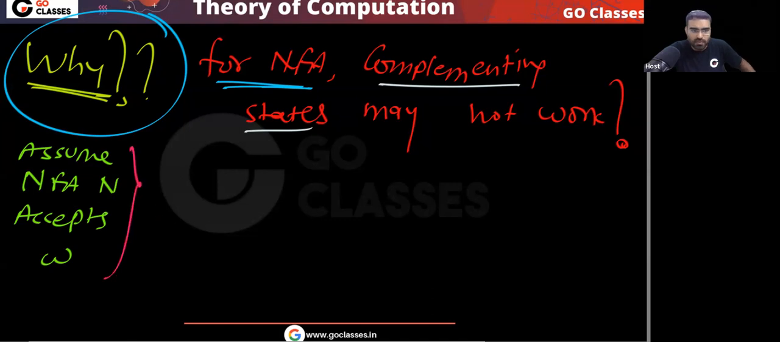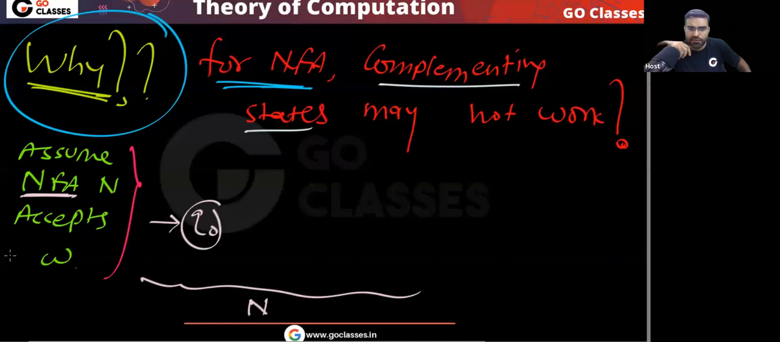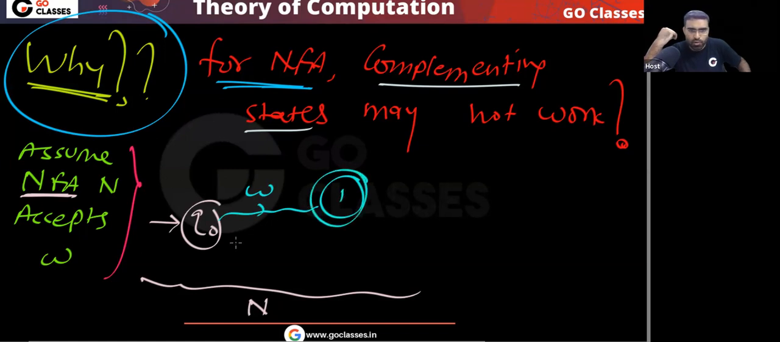Then what does it mean? From the initial state, on W, where will you go? You have an NFA N which accepts W. In this NFA N, from the initial state, where will you go on W? You can go to multiple states. You can go to state 1, which is final. You can also go on W to state 2, which is non-final, and also to state 3, which is non-final.